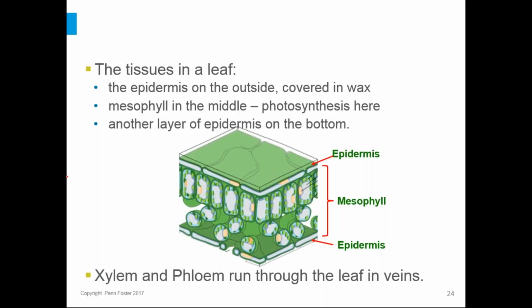There's also xylem and phloem running through the leaves. They run through the leaf in veins. So when you look at most leaves, you see branching veins in the middle of them. That's actually just the xylem and phloem being able to reach the whole leaf.